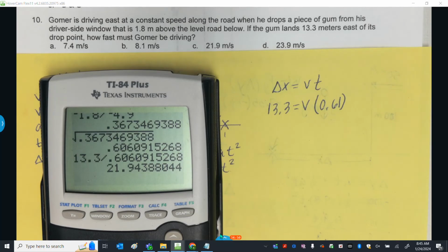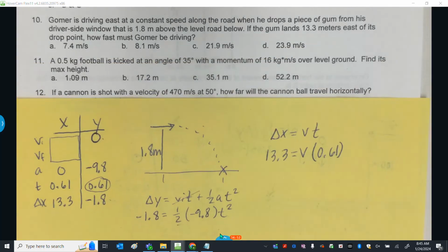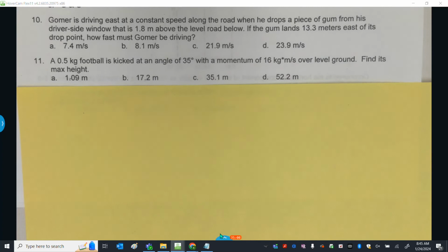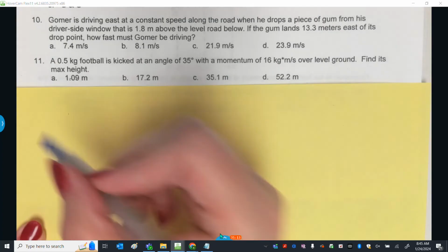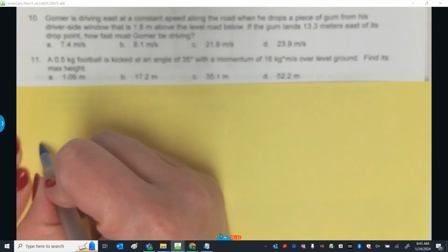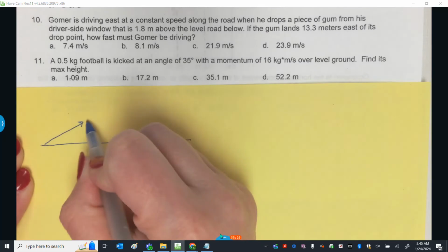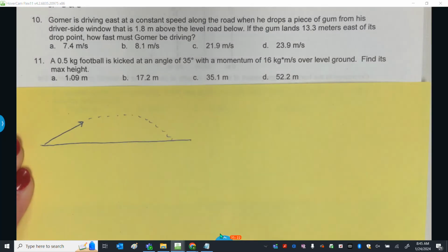All right, number 11. Number 11 says, a 0.5 kilogram football is kicked at an angle of 35 degrees with a momentum of 16 kilogram meters per second over level ground. Find its max height. So, I'm going to start by drawing a picture. I think that's always a good place to start. I'm going to recommend you do something similar. And so I have this football being kicked at this angle over level ground. I know it's going to have some trajectory that looks something like this.